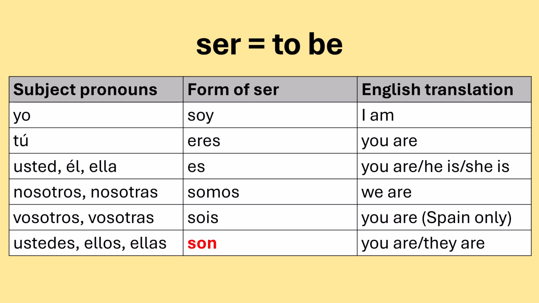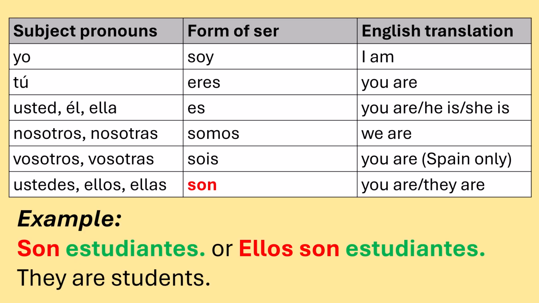The form of ser associated with ustedes, ellos, and ellas is son. It translates as you are or they are. Again, you don't necessarily have to include the subject pronoun unless it's not clear from the context who you're talking about, or if you want to emphasize the person. Son estudiantes. Ellos son estudiantes.